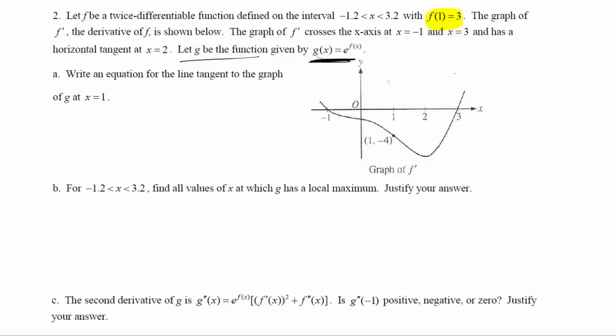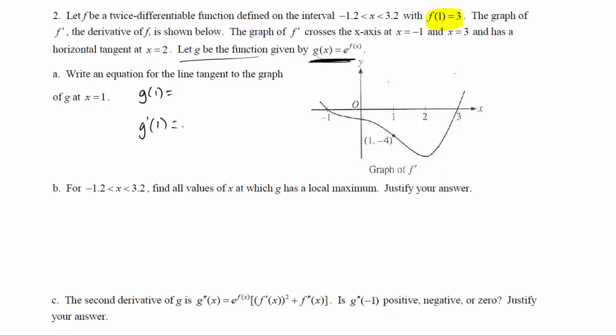So part A, write the equation for a tangent line to the graph of g at x equals 1. Well, anytime we want an equation of a tangent line, we need a point and a slope. Specifically, the point will be g of 1, and the slope will be g prime of 1.